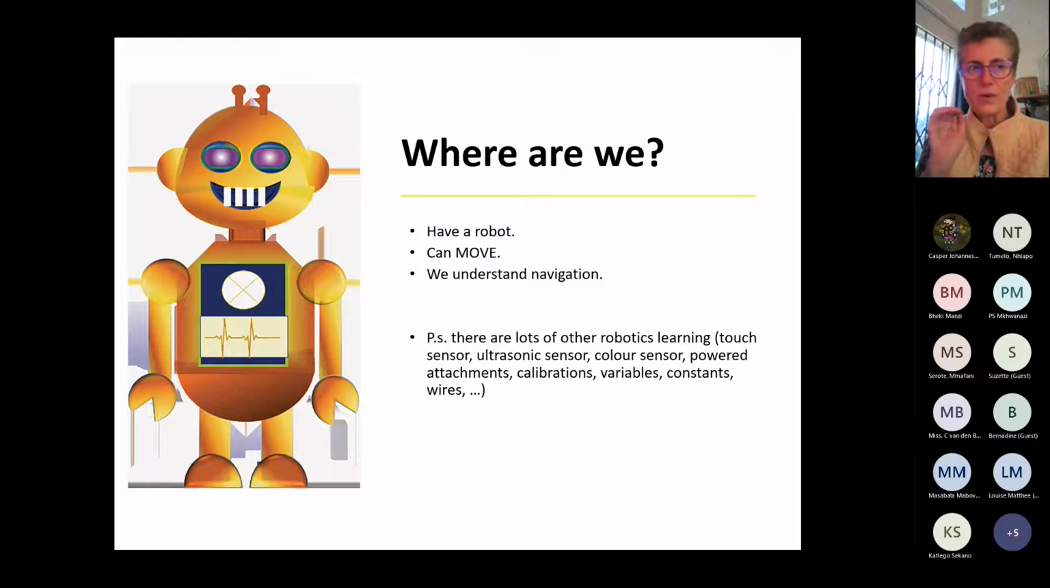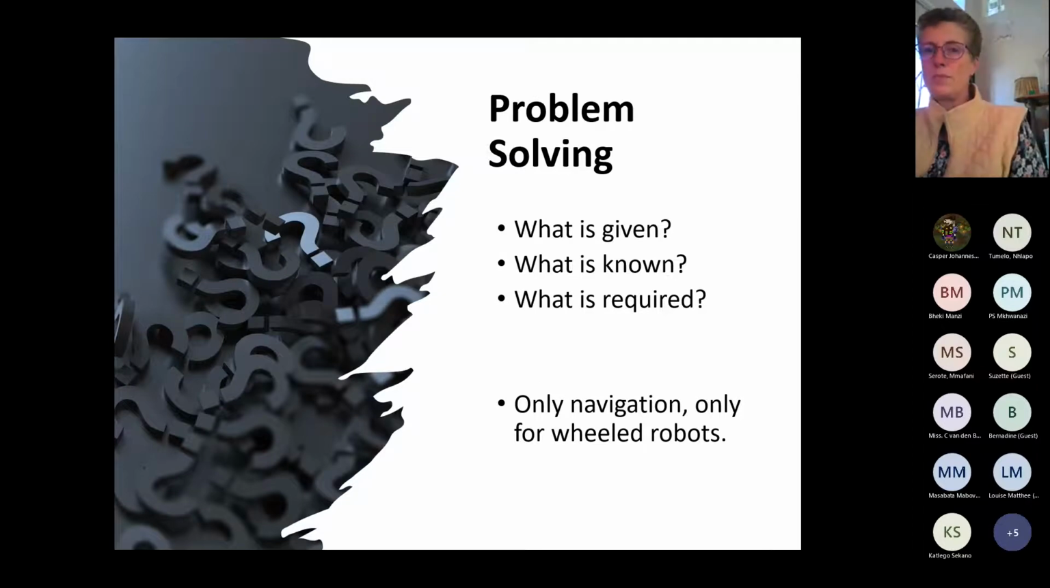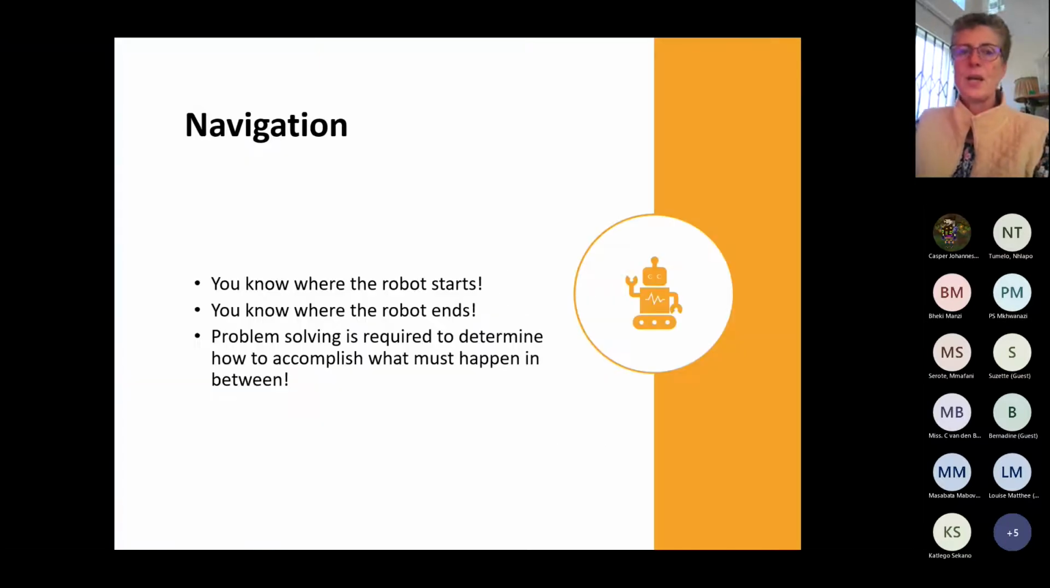And I think for all coaches, this lesson can morph into 2 or 3 sessions until the learners really get what you're talking about. So whenever you do problem solving, you've always got to say, so what is given, like what is known and what is required? So where are we going? Okay, and we're going to just do navigation for wheeled robots at the moment. All right. So you know where the robot is, where you put the robot down, that's where it's going to start. Then you ask the question, so where must the robot end? Okay, and then what do you need to do to make sure that it moves from here to there where it has to end? And so what must happen kind of in between that?